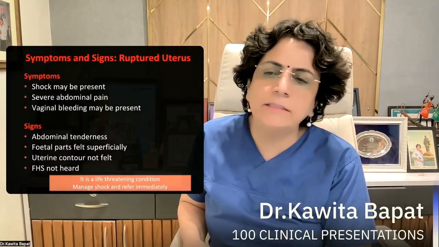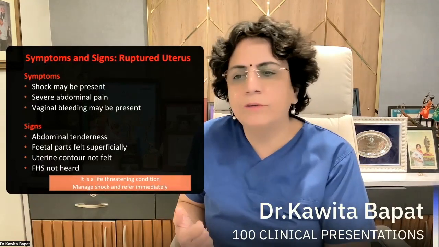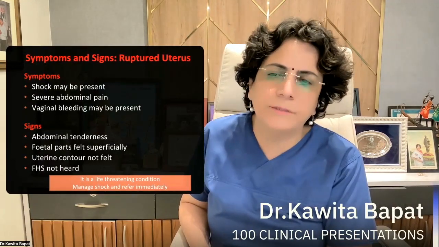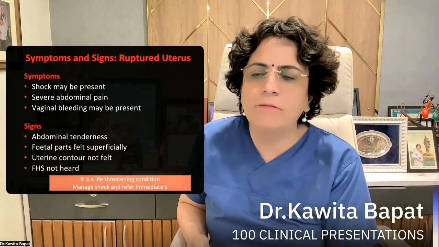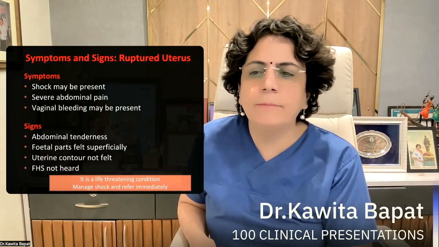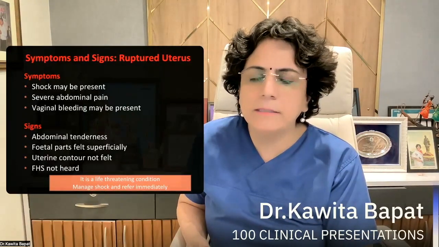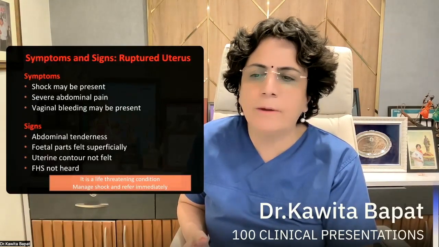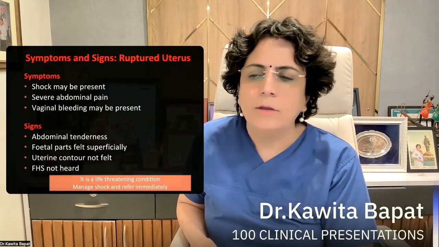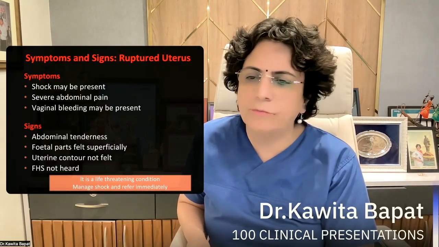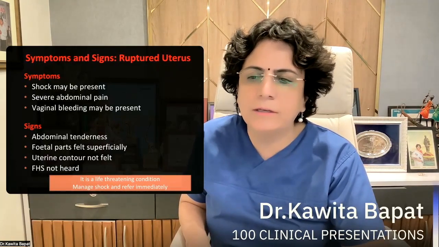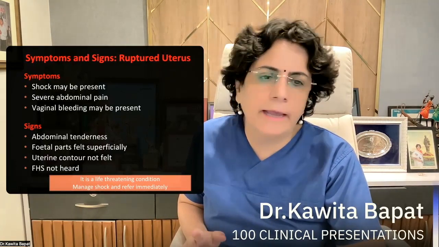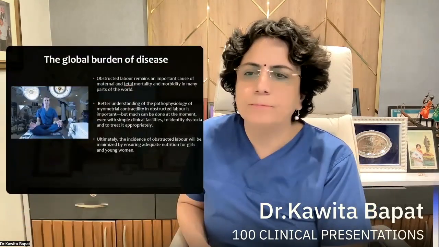Now, we should keep in mind the signs and symptoms of ruptured uterus when there is obstructed labor. If there is a ruptured uterus, shock may be there, severe abdominal pain, vaginal bleeding may be present. Signs: abdominal tenderness, fetal parts felt superficially, uterine contour is not felt, and fetal heart sound not heard. It's a life-threatening condition. Manage shock immediately and refer the patient immediately.